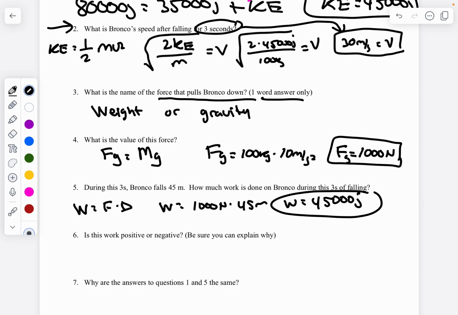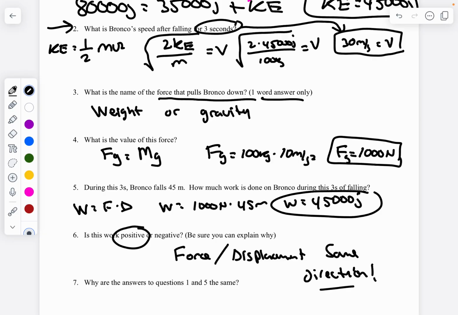Okay, is this work positive or negative? Well, remember, when the force is applied in the same direction that the object moves, that is increasing the energy of the object. So gravity points down, he's falling down. We would call that positive work. Okay, and we call that positive work because he is gaining kinetic energy, right? Gravity speeds him up, gives him kinetic energy. So this is certainly going to be positive because the force and displacement are in the same direction. Force, displacement, same direction. All right, that was like the very first notes we did of energy.